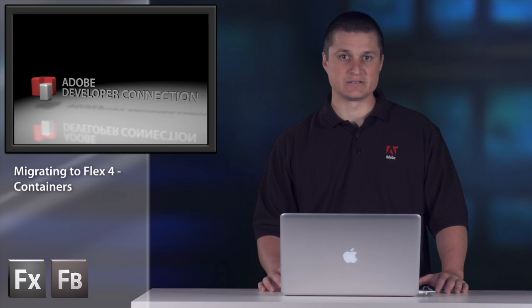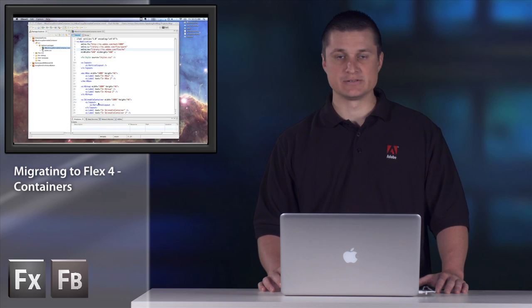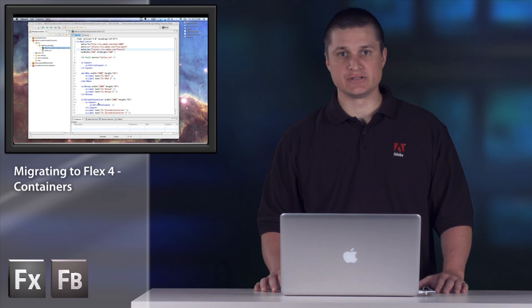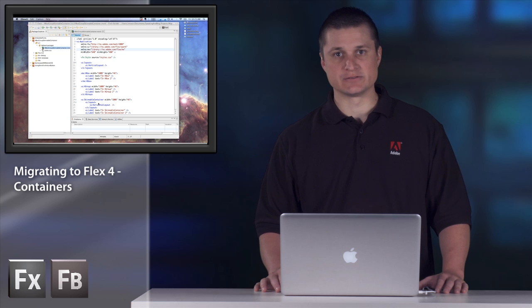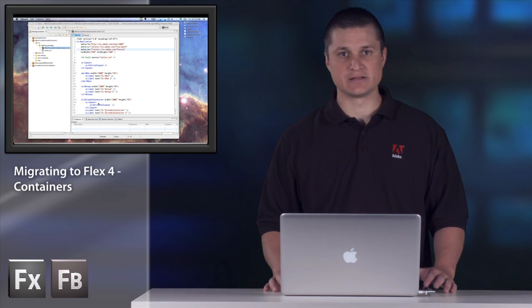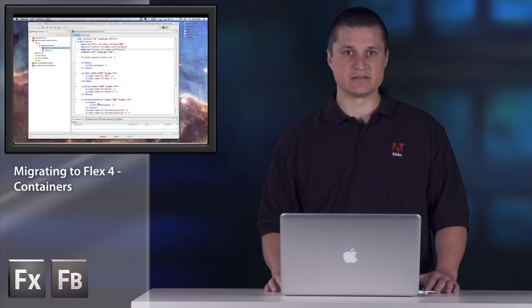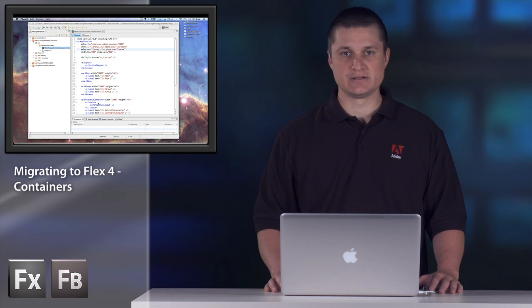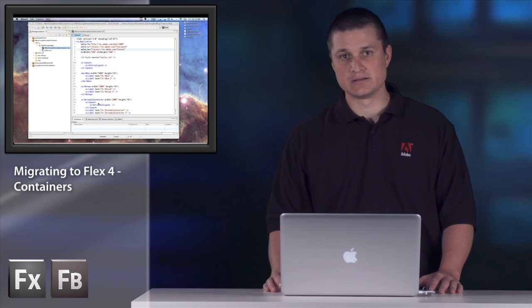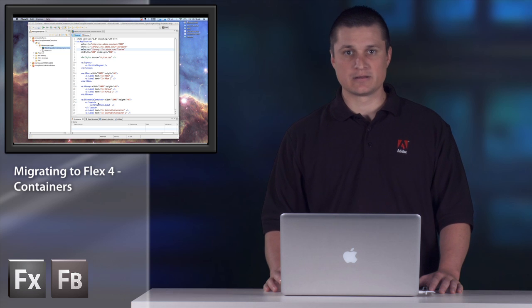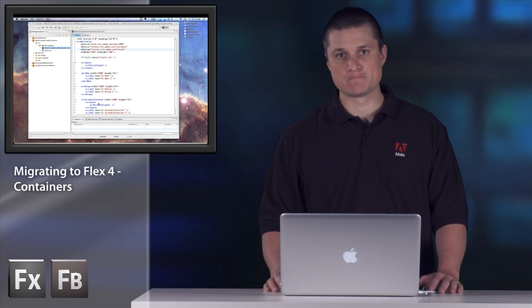In this video, I want to present a migration tip on containers, HBox, HGroup, SkinnableContainer and BorderContainer. Flex 4 introduces a new component set called Spark. The Spark component model is quite different than the Flex 3 components. In this video, I want to focus on the basic layout and container classes, specifically from the MX component set, HBox, VBox, and Canvas, and from the Spark component set, Group, SkinnableComponent, and SkinnableContainer.